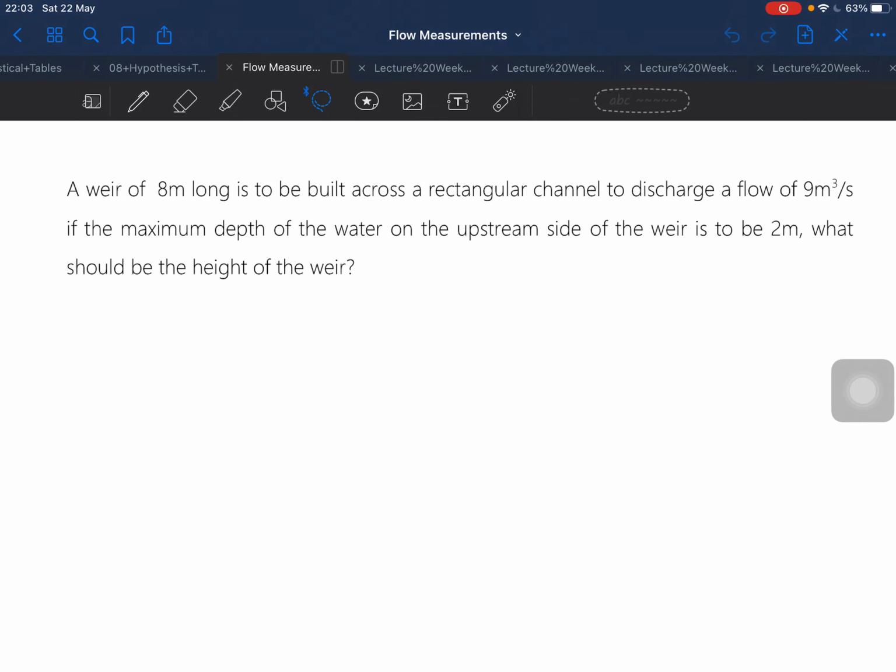Okay, so for this problem, we're still in the flow measurement. The problem is about a weir of 8 meters long L, which is going to be built across a rectangular channel to discharge a flow of 9 cubic meters per second. If the maximum depth of the water on the upstream side of the weir is to be 2 meters, what should be the height of the weir? So they're actually asking for the height of the weir.